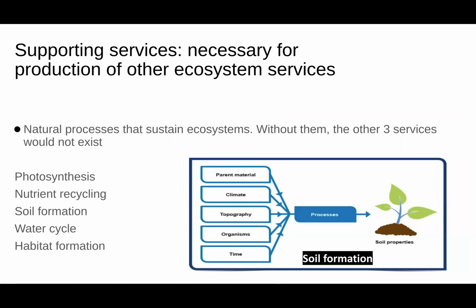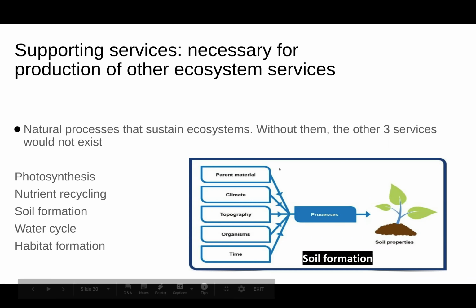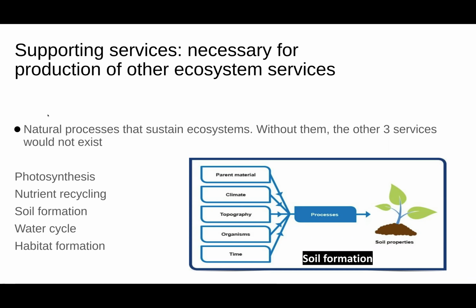And last up is this idea of supporting services, and services that essentially allow the production of other ecosystem services. And these are things we've talked about, including photosynthesis, nutrient cycling, and some other things that we haven't really talked about, including soil formation, the cycling of water, and habitat formation. And essentially, this is the building blocks of all those other three services I've mentioned.